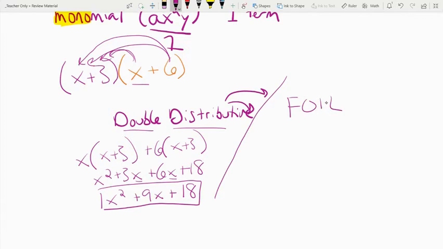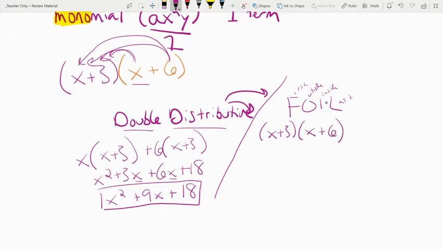And FOIL is when you take the first term, the outside terms, the inside, and the last. Okay, so when we do this, let me rewrite the problem again. We've got x plus 3 times x plus 6.